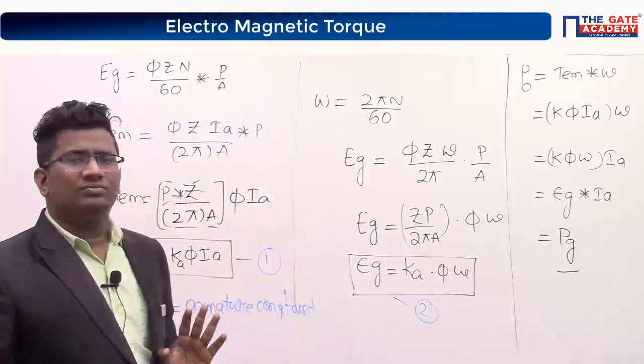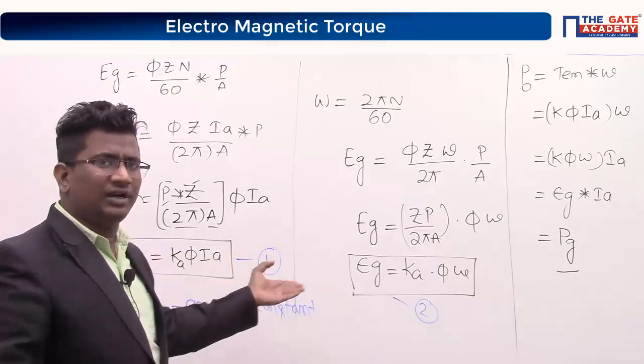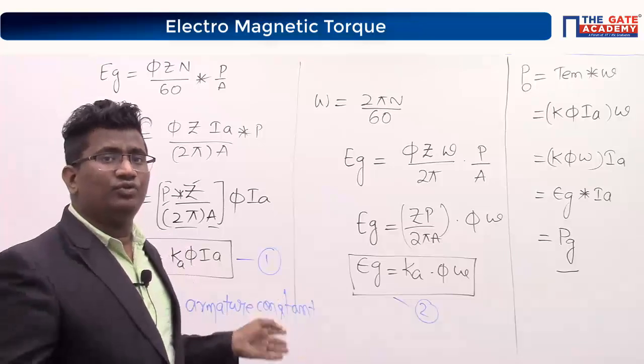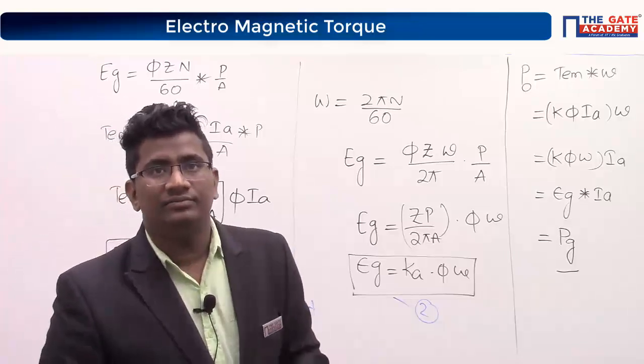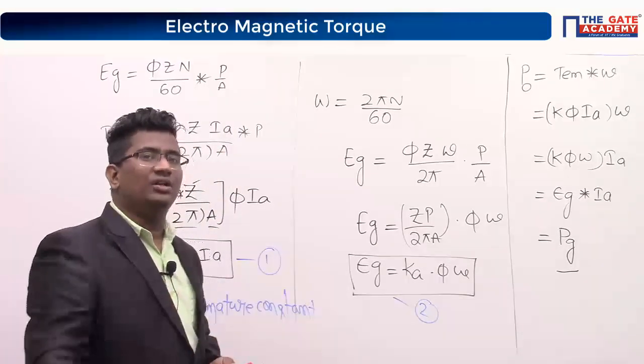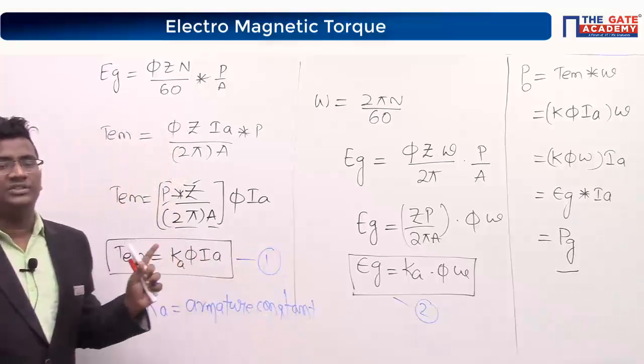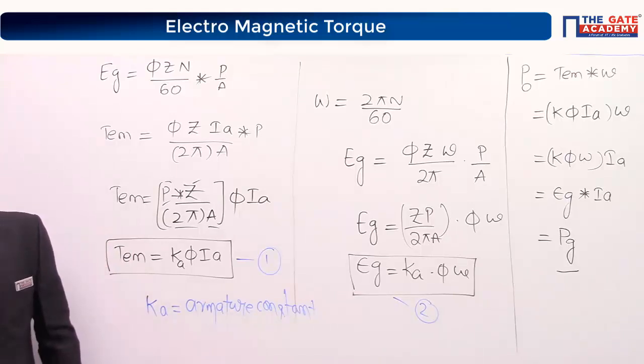Is it difficult to recall these two relations? This will give you 3 to 4 marks every year in the GATE. Once the concepts are over, we will see all the questions. I hope this is clear.